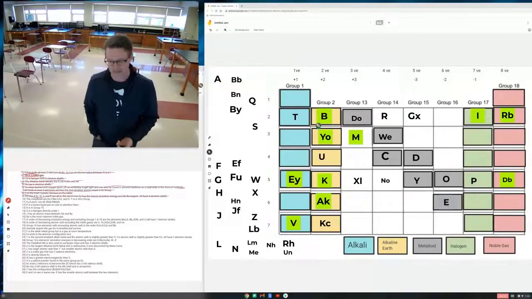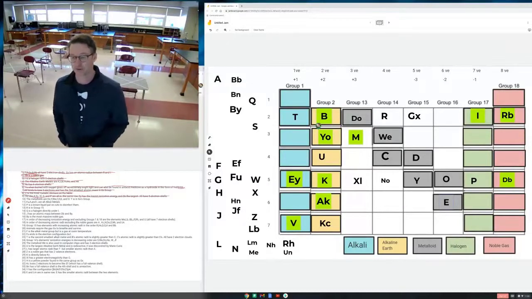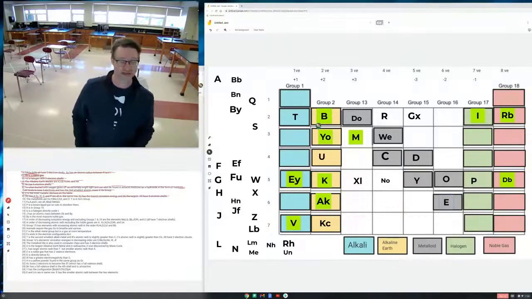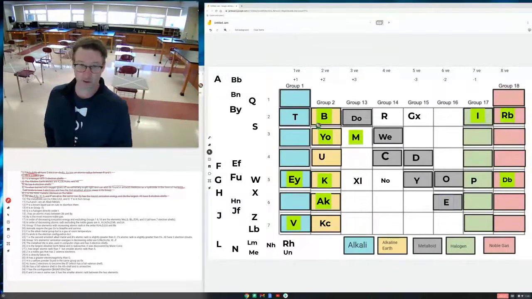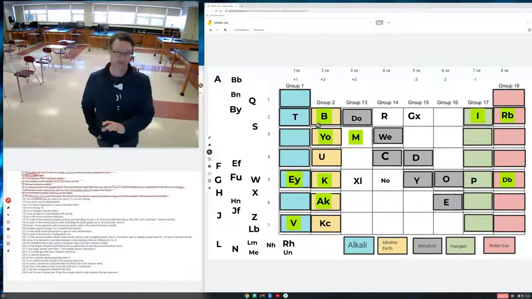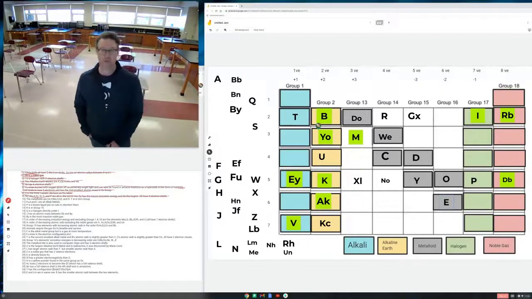And then it says Y is in GX's group. Well, for right now, since I don't know actually which group GX is in, I'm going to leave Y right where it is. And then if GX moves, we'll have to move Y, and that means we'd flip Y and O.